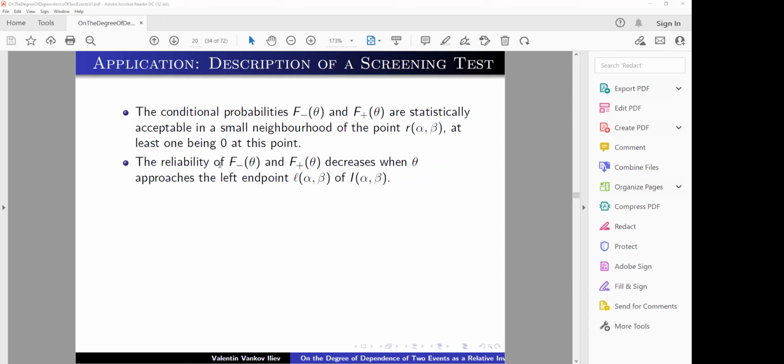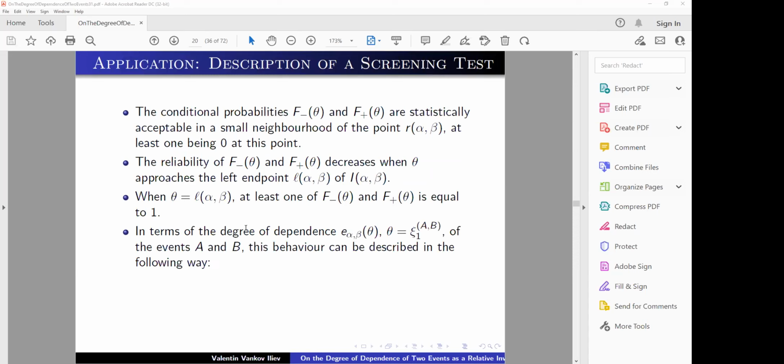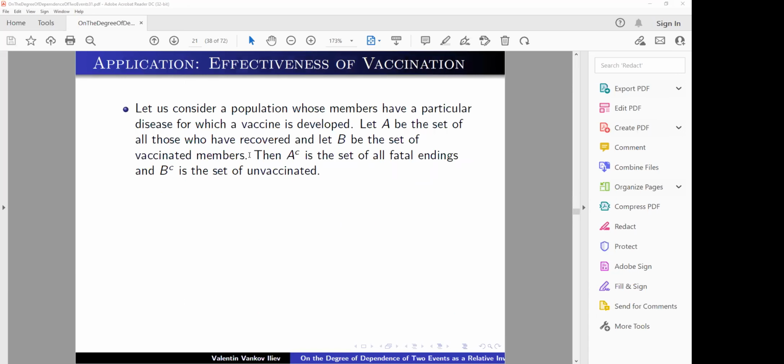The reliability of F minus and F plus decreases when theta approaches the left endpoint of the interval, and when theta is the left point of the interval, at least one of those probabilities is 1. This means that it is completely unreliable. So I'll omit these trivial considerations about the behavior of the degree of dependence functions.